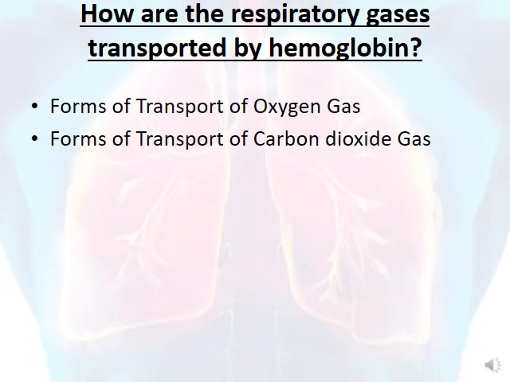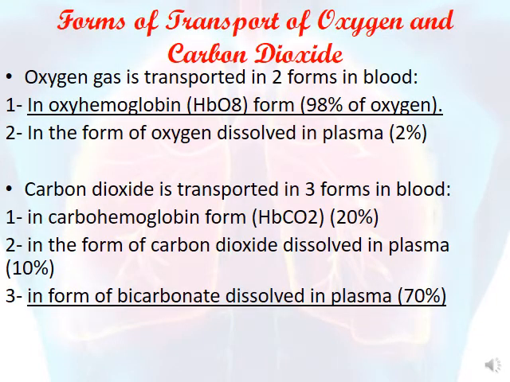How are the respiratory gases transported by hemoglobin? Here we're going to talk about the forms of transport of oxygen gas and carbon dioxide gas. Oxygen is transported in two forms in blood, either in the form of oxyhemoglobin, HbO8, which represents about 98%, or in the form of oxygen dissolved in plasma, which represents about 2%.